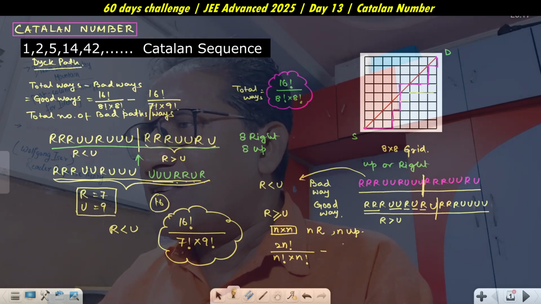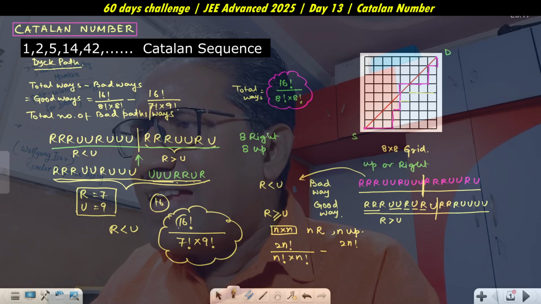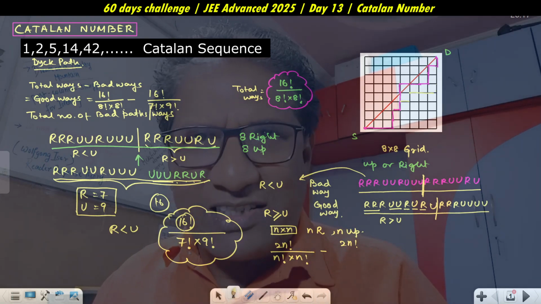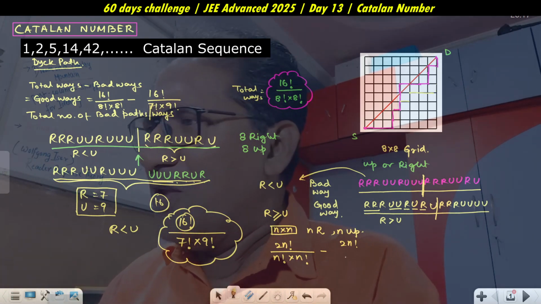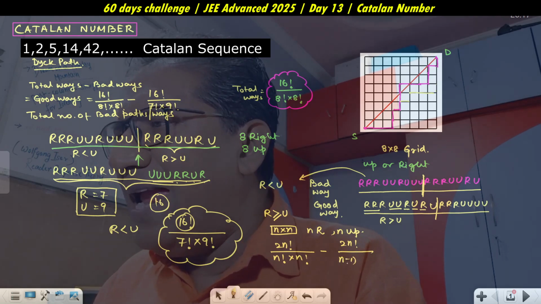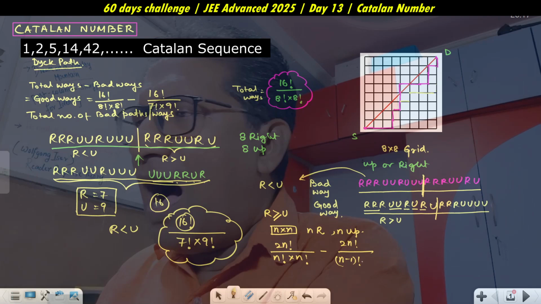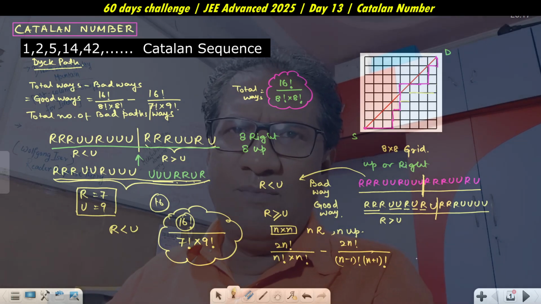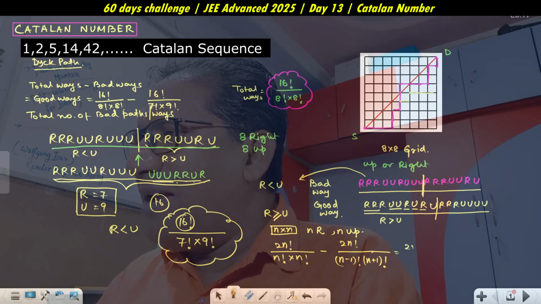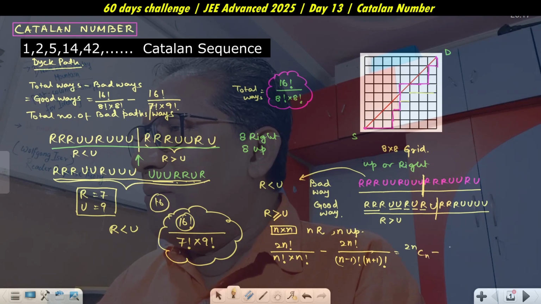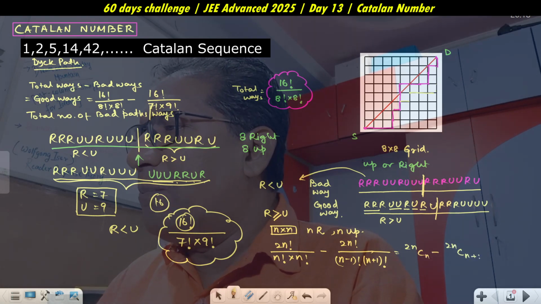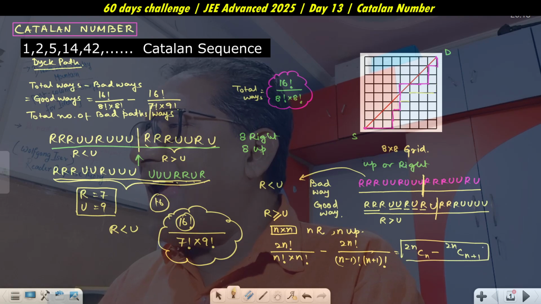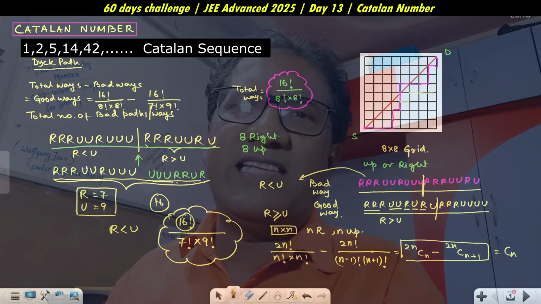Bad path is 2n factorial, because you see in this case also there are 16 movements, but one right movement is less and one up movement is more. So in this case, the right movement will be n minus 1 factorial and the up movement will be n plus 1 factorial. Yes or no? Therefore, this can be written as 2n C n minus 2n C n plus 1. Yes or no? And this is what is called your Catalan number and is denoted by Cn.